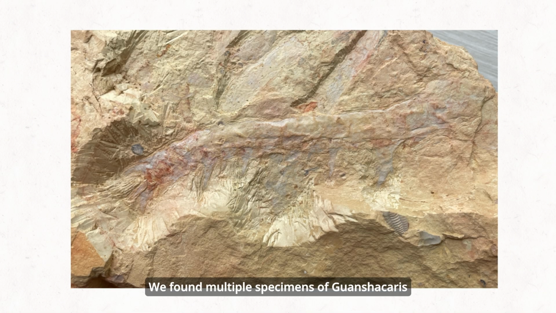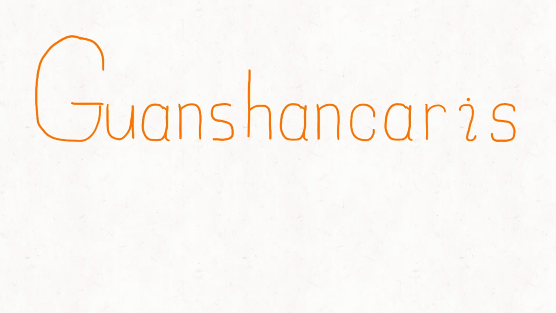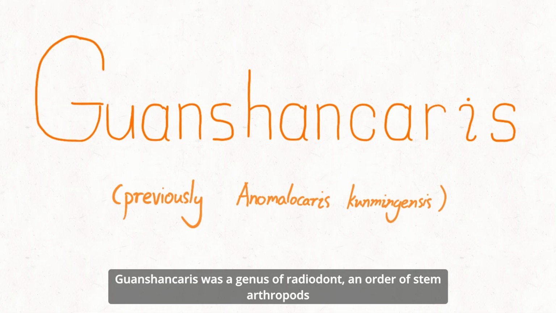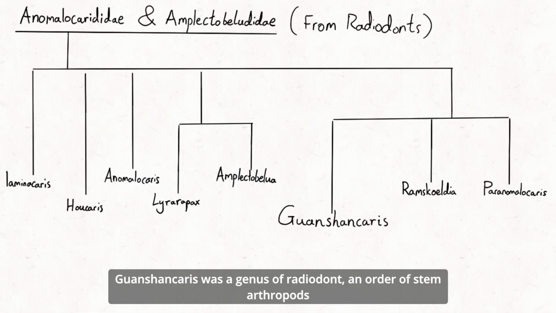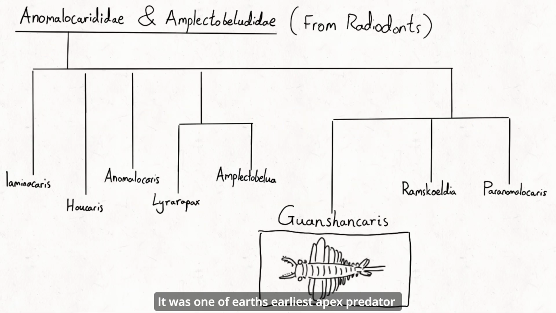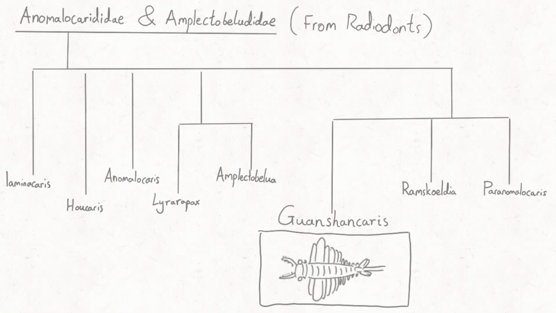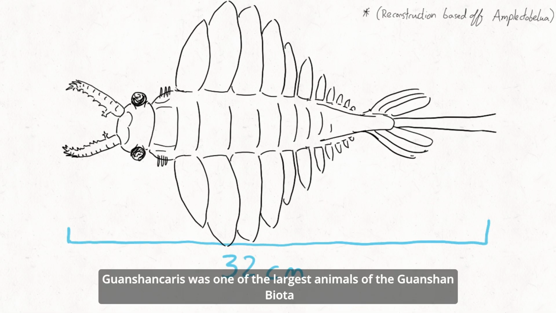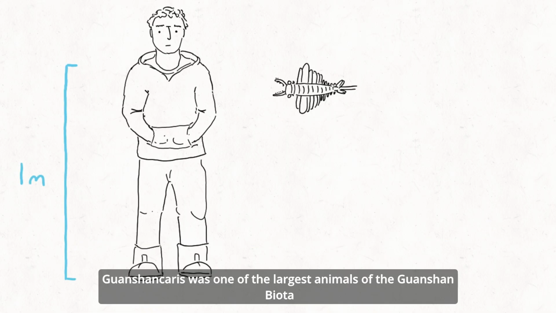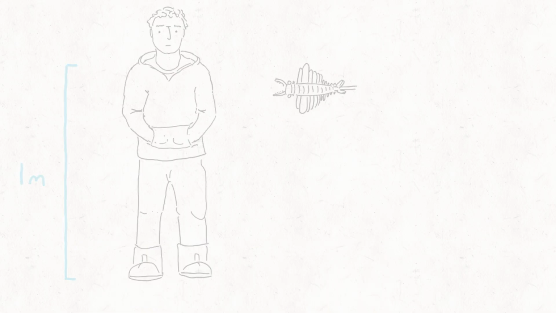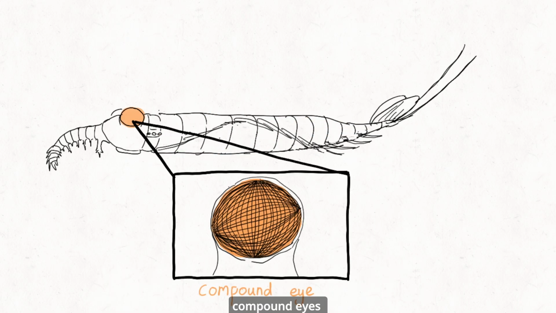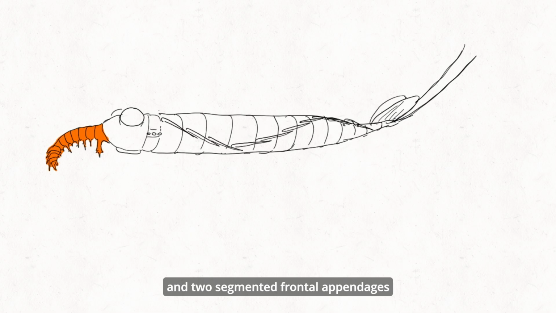We found multiple specimens of Guanshan caris. Previously identified as Anomalocaris cremagnensis, Guanshan caris was a genus of radiodonts, an order of stem arthropods. It was one of Earth's earliest apex predator. Estimated to have grown up to 32 centimeters in length, Guanshan caris was one of the largest animals of the Guanshan Biota.